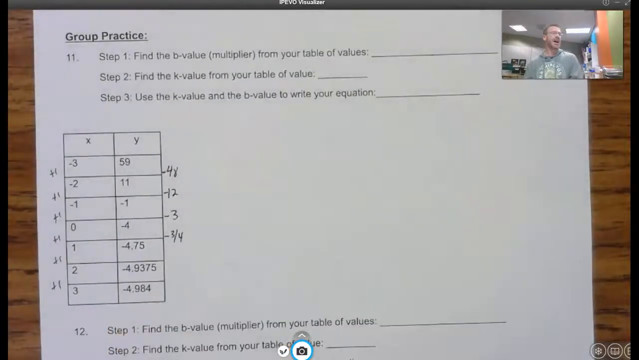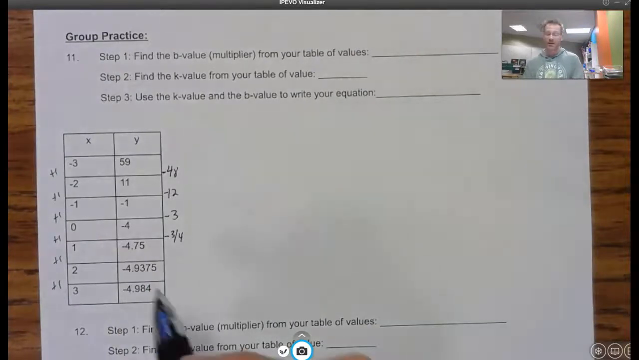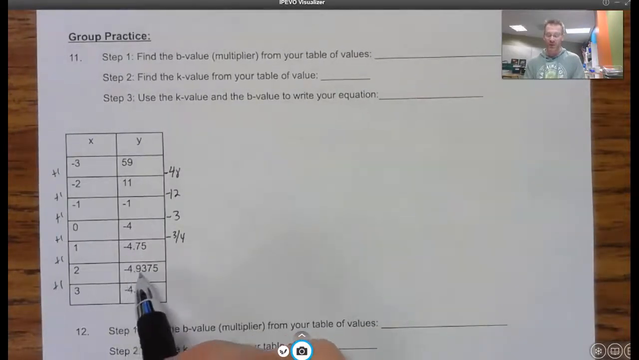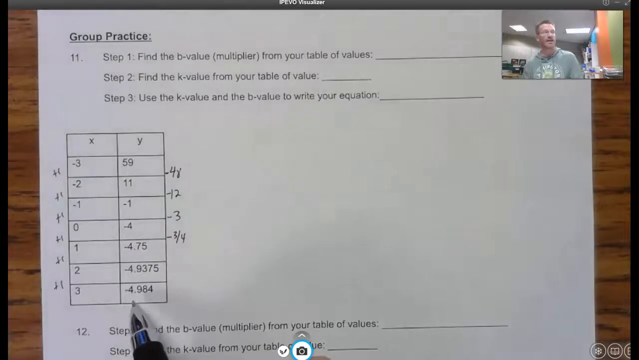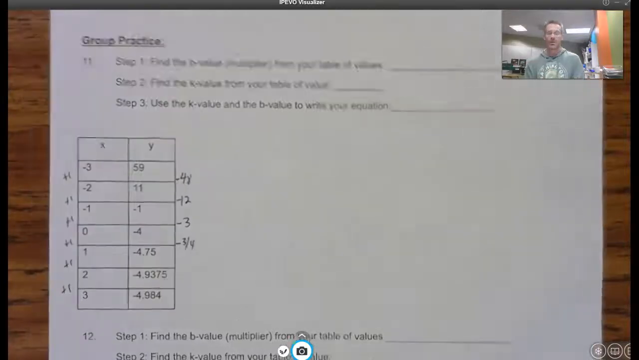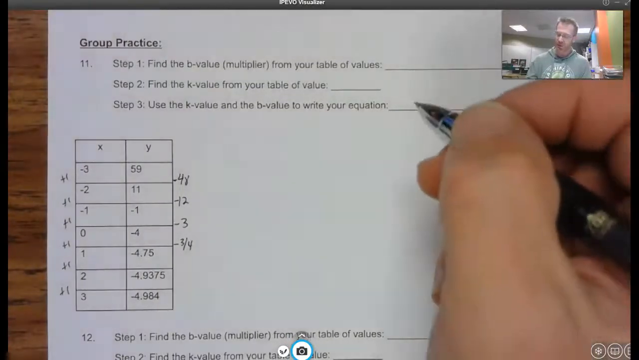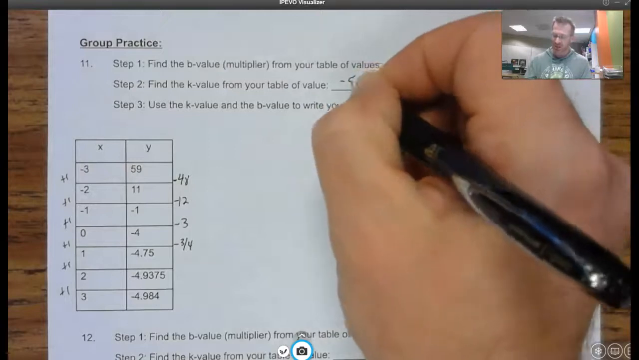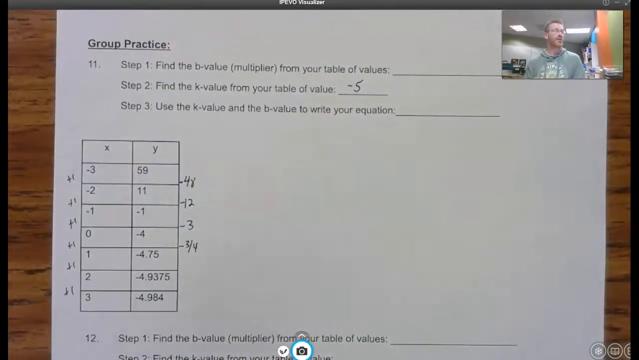And then once again, I can see those decimals, right? Negative 4.75, negative 4.93, negative 4.98. It's getting really, really close to negative 5, okay? So, all right, there's my k value, all right? Now, how do I know it's exponential? One, this is a really big hit, right? It's getting really, really close to a value. It's the only function that does that.